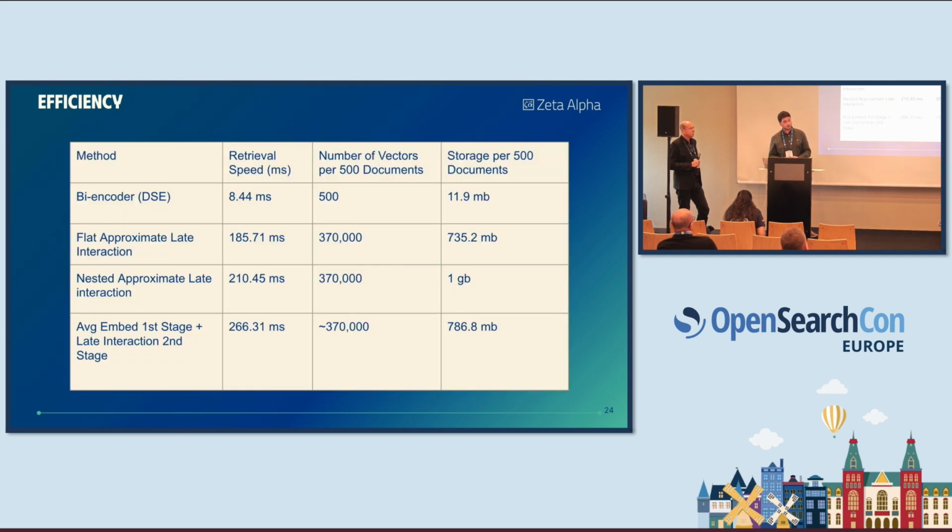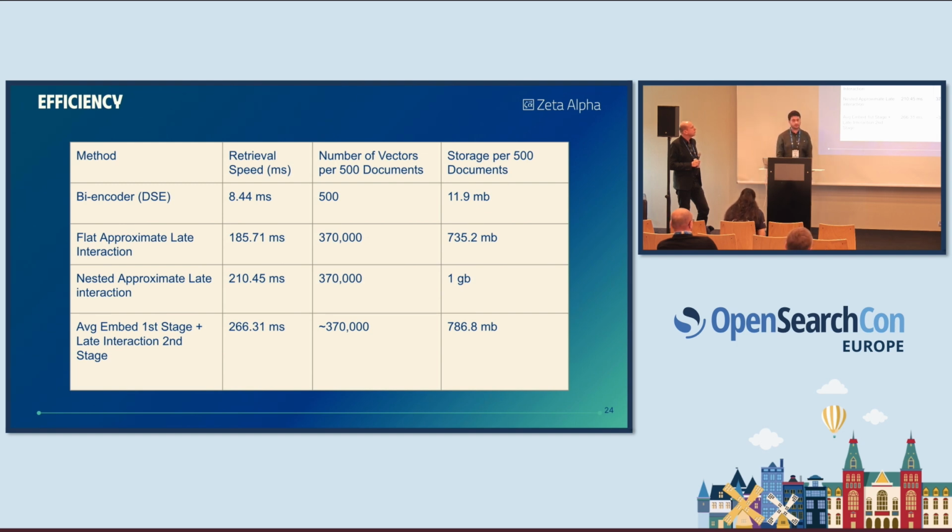So let's get into some numbers. In terms of efficiency, bi-encoder, meaning the DSE approach, is by far the most efficient one. The retrieval speed is around 8 milliseconds. There are just 500 vectors for 500 documents, and it takes around 12 megabytes to store them.